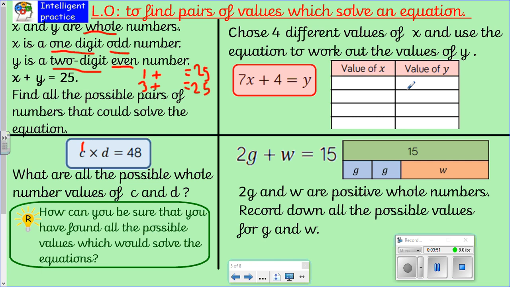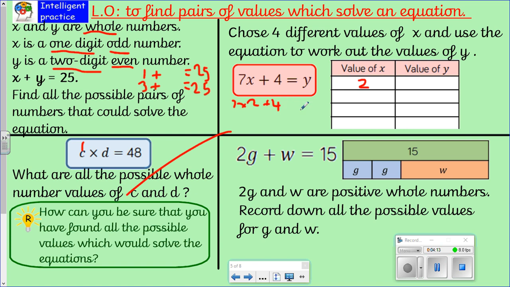I was going to say x is 1, but I'm not going to say x is 1. I'm going to start with x is 2. And then I'm going to put it into my equation. So, if x is 2, this means 7 times by 2. Remember, that means times by when it's next to each other. 7 times by 2, add 4.